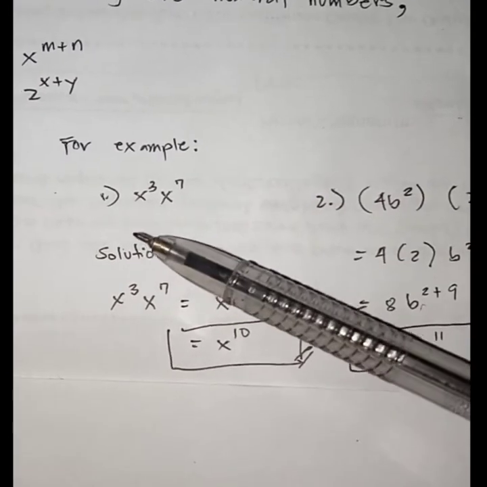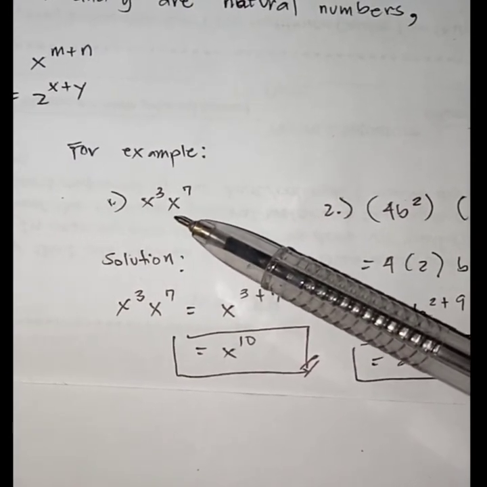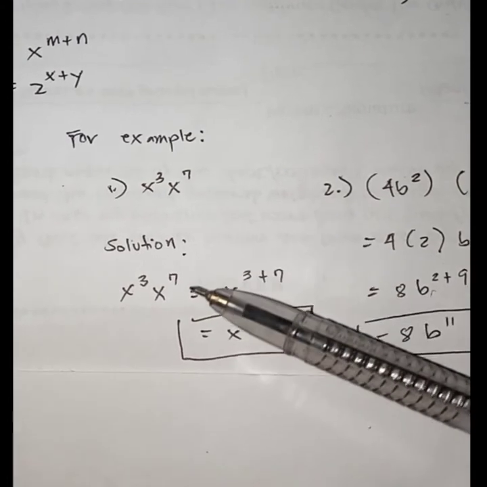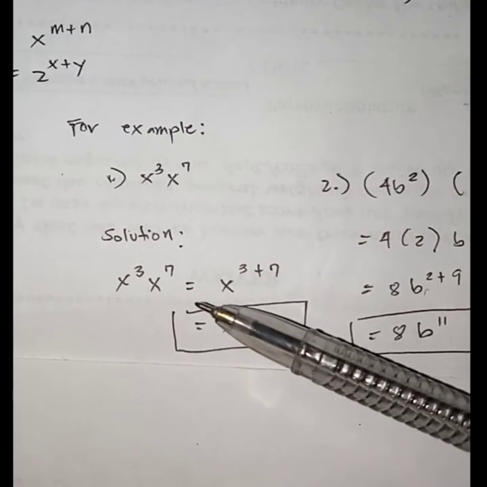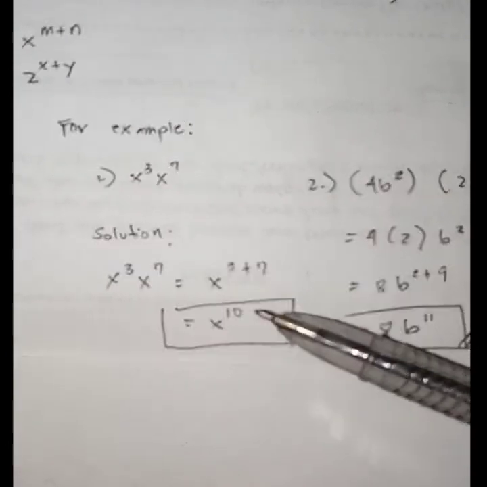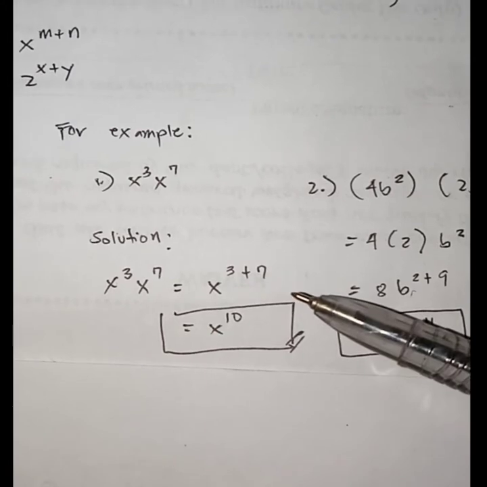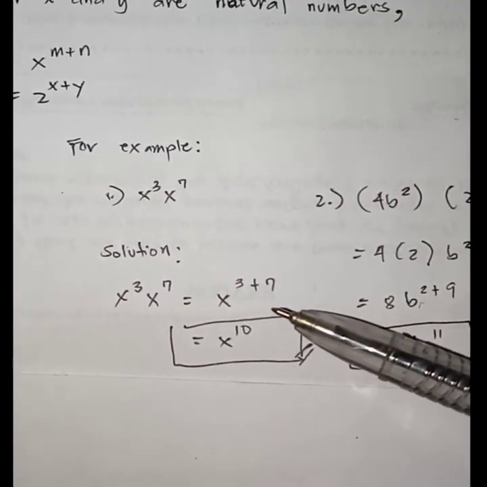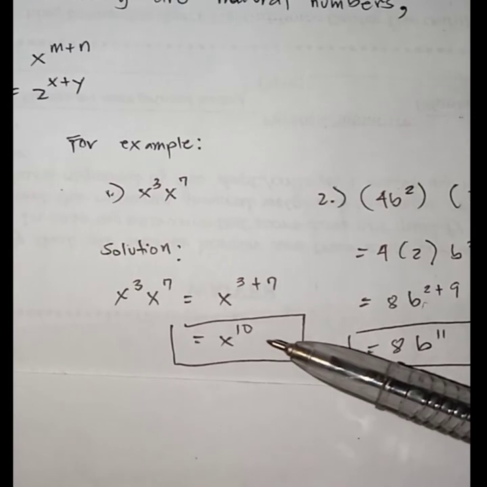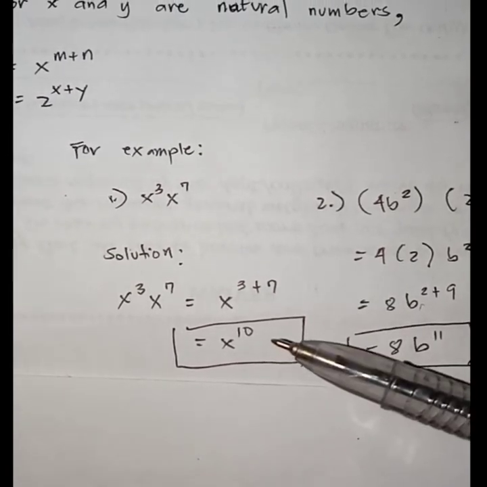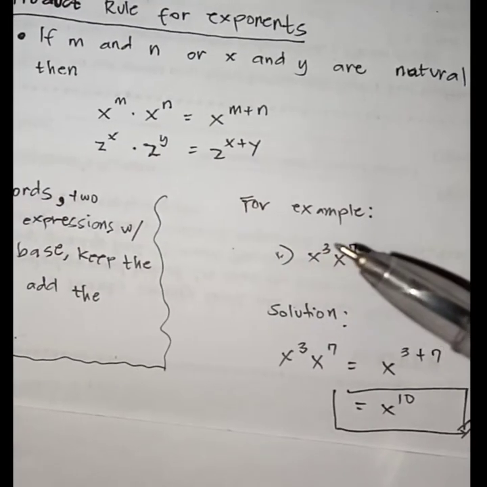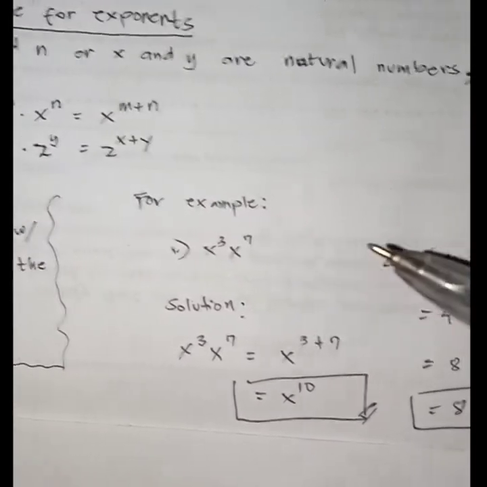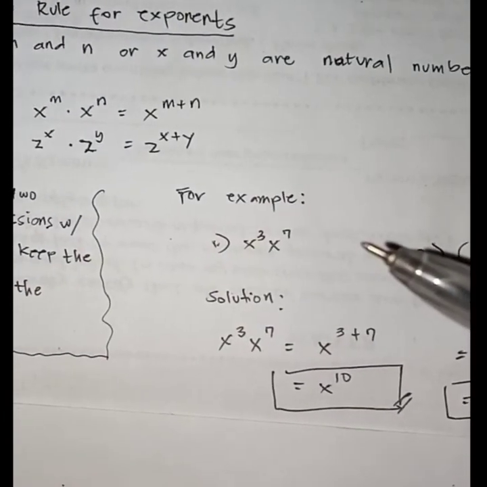So for example, number 1, x raised to the power of 3 times x raised to the power of 7. The solution is x raised to the power of 3 times x raised to the power of 7 is equal to x raised to the power of 3 plus 7. We must keep the base since they both have the same base, and add the exponents. That is the product rule for exponents: if m and n are natural numbers, then keep the base and add the exponents.